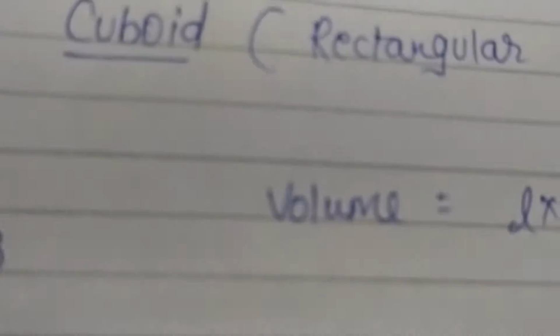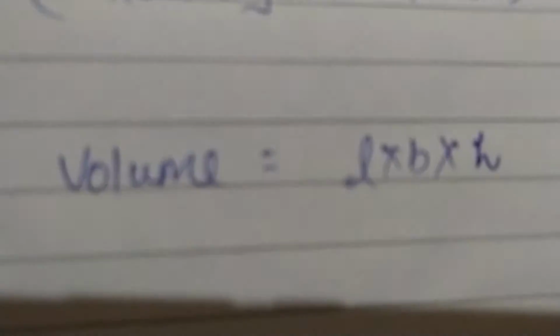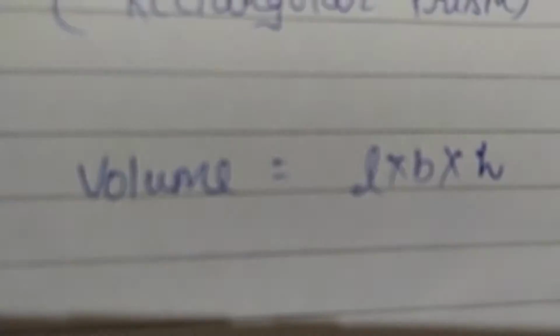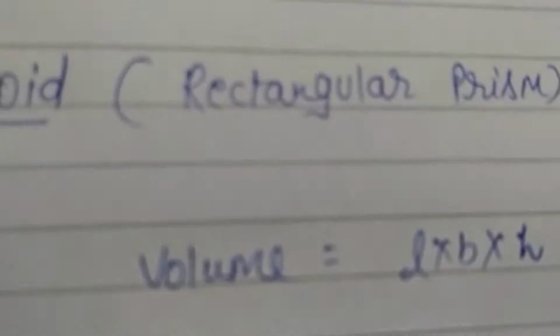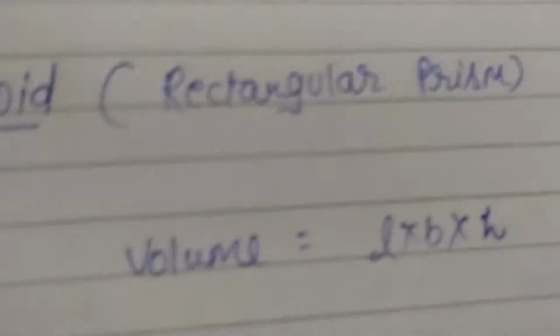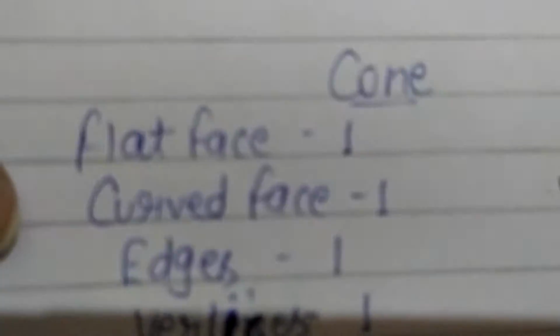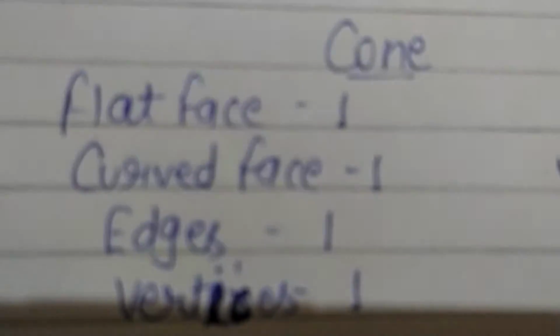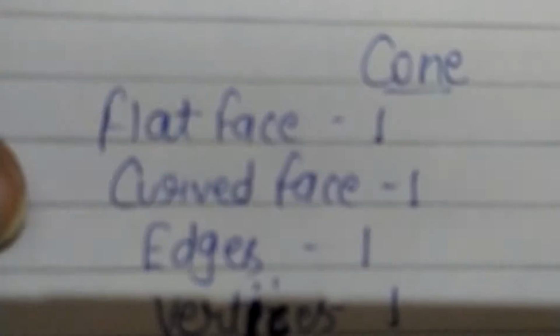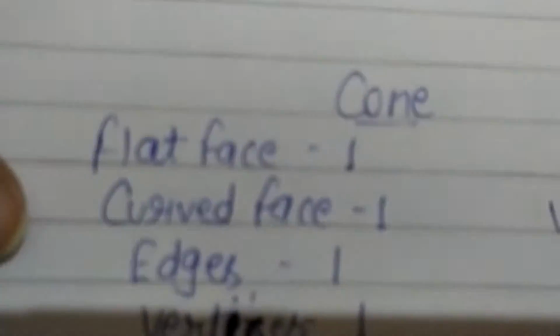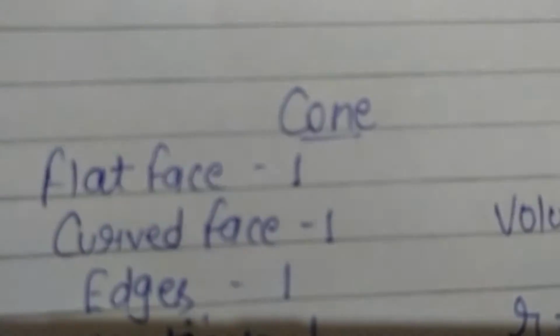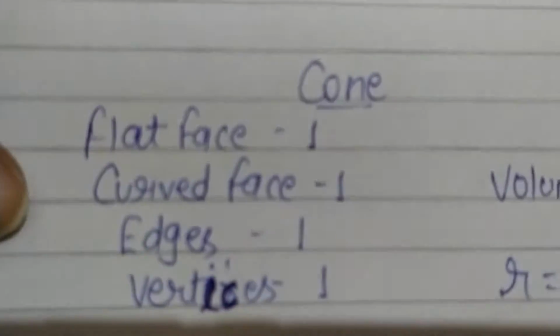Volume of cuboid equals L multiplied by B multiplied by H, length multiplied by breadth multiplied by height. This is also called rectangular prism. Next one is cone. The examples of cone are ice cream cone, joker's cap, clown's cap.